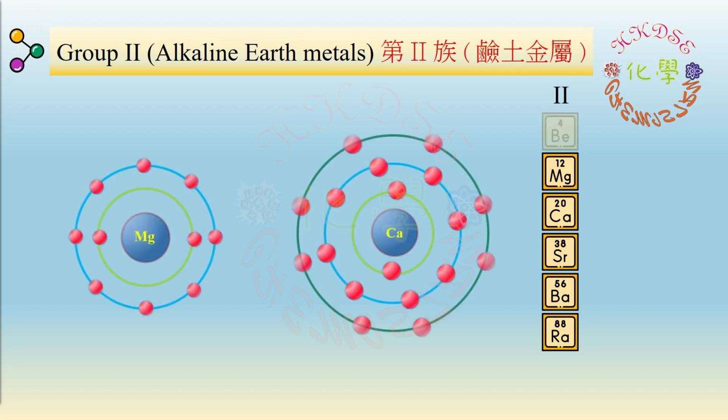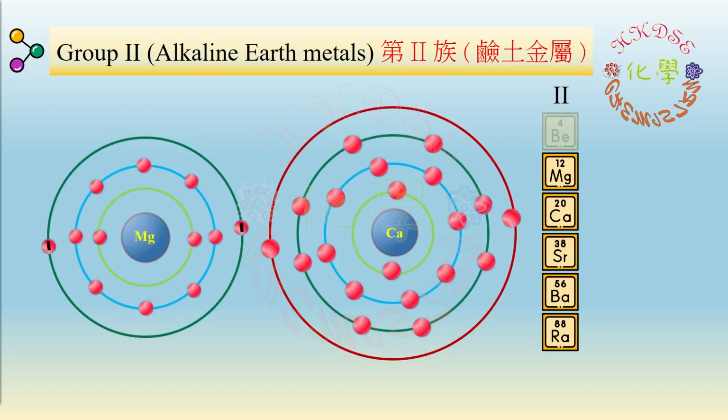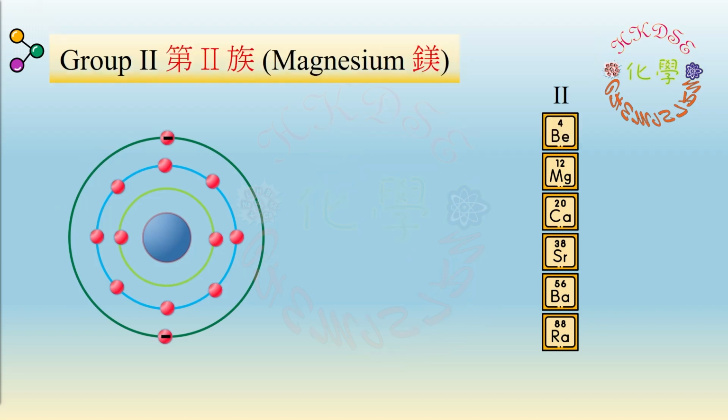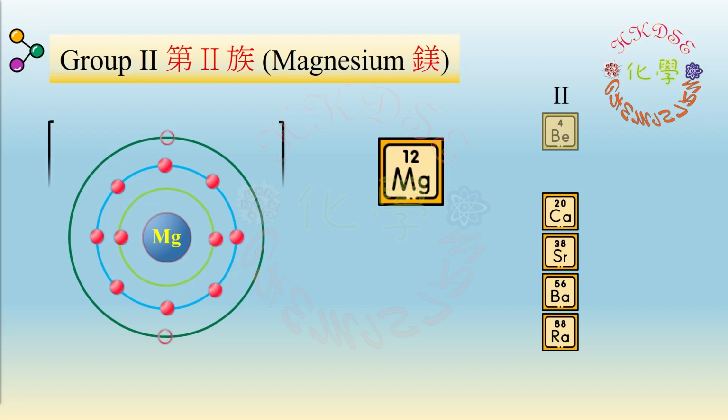Elements in group 2 all have 2 electrons in their outermost shell, and with the exception of beryllium, can lose these outermost electrons to form an ion, like the alkali metals. For example, magnesium can lose these outermost electrons to form an ion with a +2 charge.